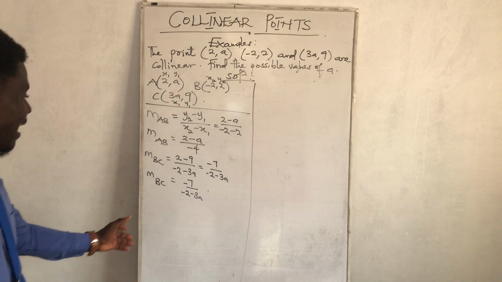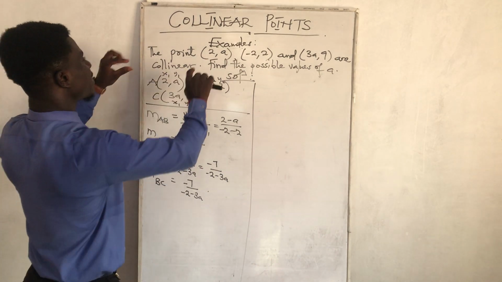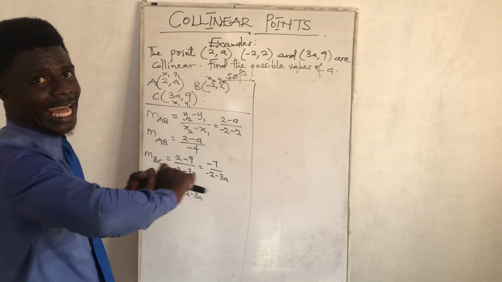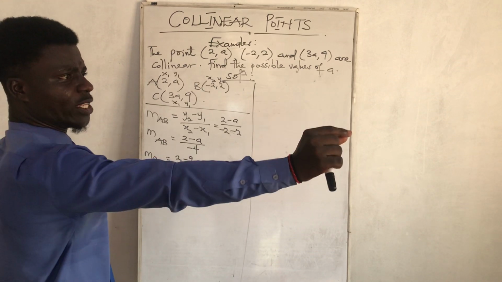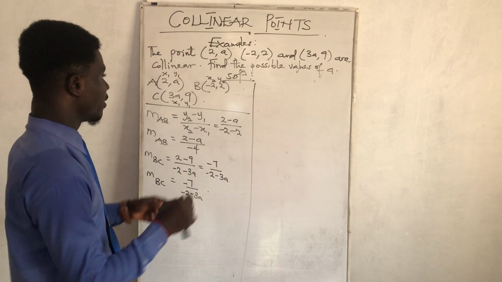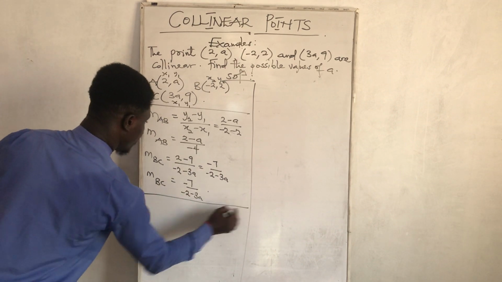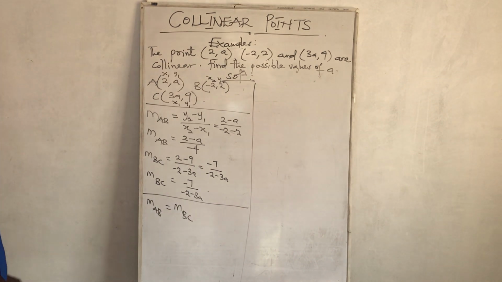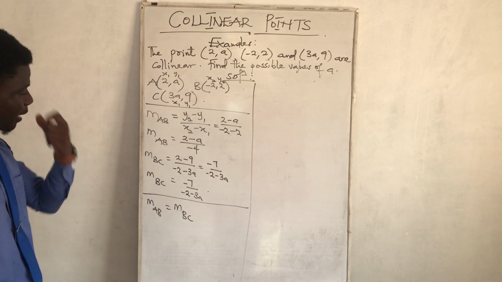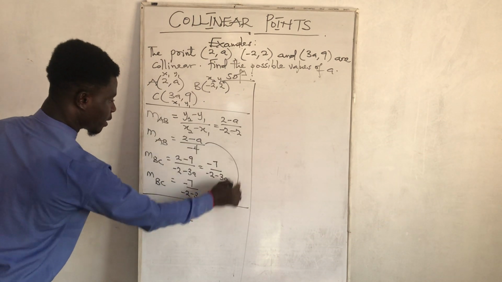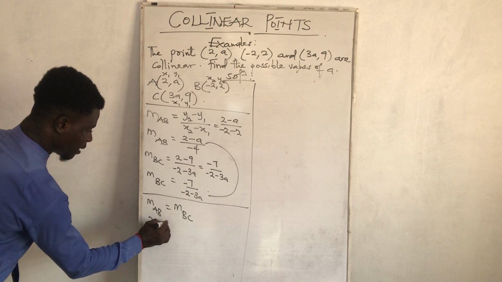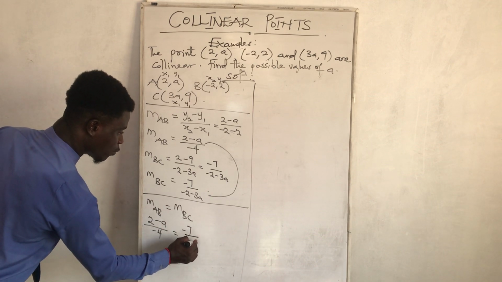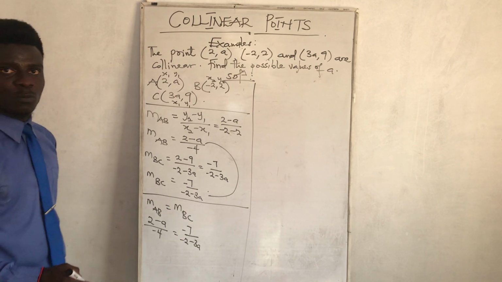Since the points lie on the same straight line, they are collinear. That means they lie on the same straight line, and if they lie on the same straight line, then they have the same gradient. So I can conclude that the gradient of AB is equal to the gradient of BC. So I can equate their gradients together, which is 2 minus a all over negative 4 equals negative 7 over negative 2 minus 3a. Then I'll find the possible values of a.